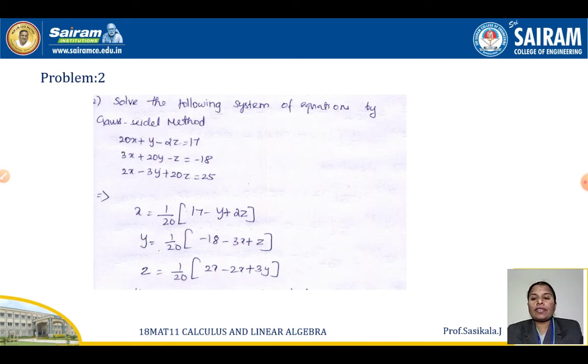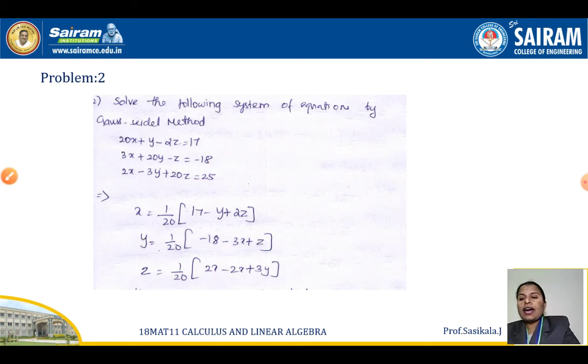Solve the following system of equations by the Gauss-Seidel method, which is 20x plus y minus 2z equal to 17, 3x plus 20y minus z equal to minus 18, and 2x plus 3y minus 3z equal to 25. What is the first step? We need to check the diagonally dominant.